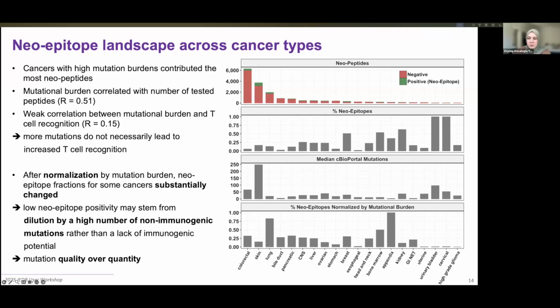Some interesting observations we can also see in low mutation burden cancers like bile duct and pancreatic. They have really low mutational burdens, and the positivity rate is also lower. But when we normalize this, we can see they have quite significantly higher positivity rates. This is surprising because these are cold tumors, but it could mean that while you only have a few mutations in these cancers, when mutations actually occur, they may be more likely to be recognized by T cells.